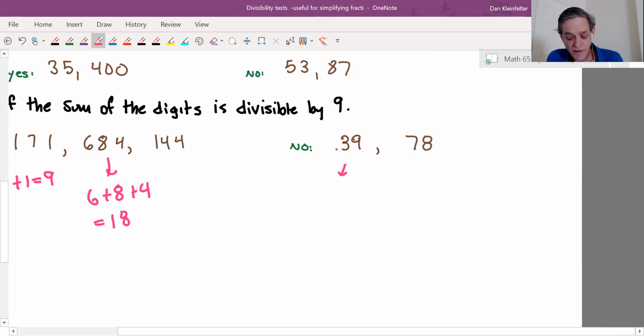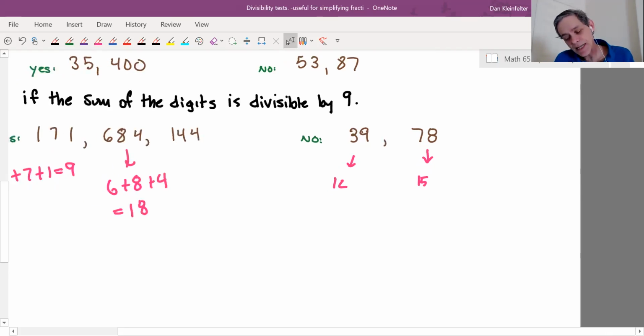For 39, 3 plus 9 is 12, and 12 is not divisible by 9. It is divisible by 3, though, so it does pass the 3 test. 78, 7 plus 8 is 15. 15 is not divisible by 9.